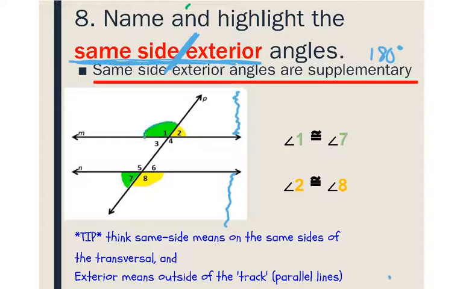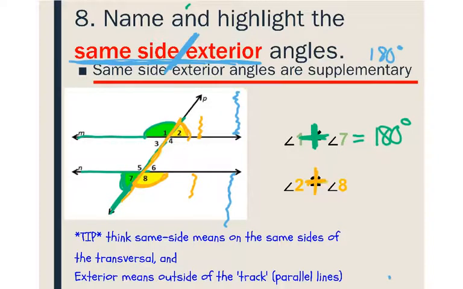So angle 1 is outside my parallel lines. What is on the same side as that outside? Angle 7. So angle 1 plus angle 7 equal 180 degrees because they are same side exterior. Likewise, angle 2, angle 8, they are outside, same side of my transversal. So if I add them together, they are not congruent. Not congruent. They equal 180 degrees.